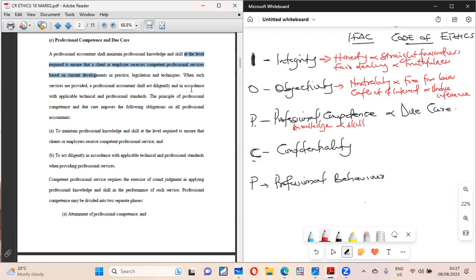And please note that current development is part, and you need to know to the level of current development in practice, legislation, and techniques. All right. Some of you know your accounting, but you don't know the laws of Ghana pertaining to your accounting. Some of you know your IFRSs. You will learn something called deferred tax, but deferred tax is not practiced in Ghana.